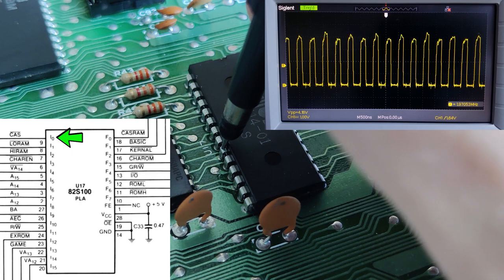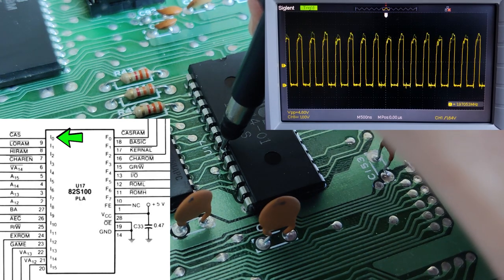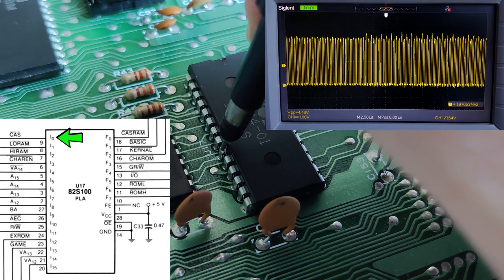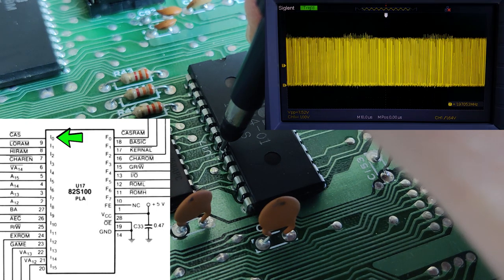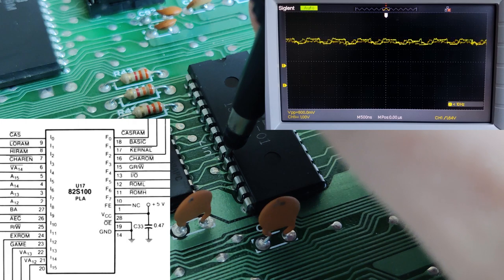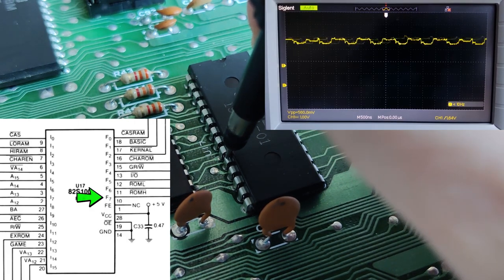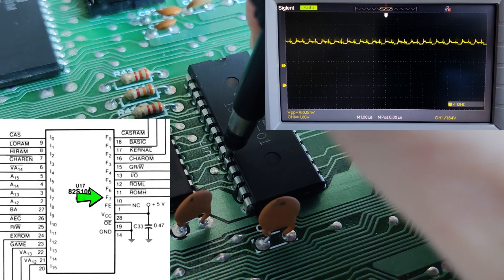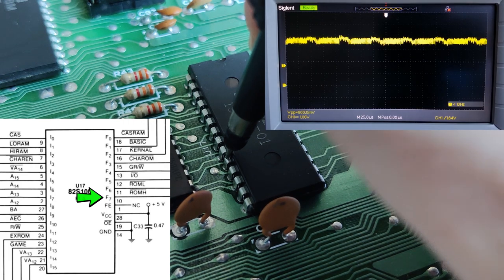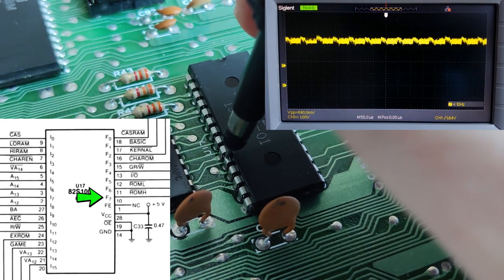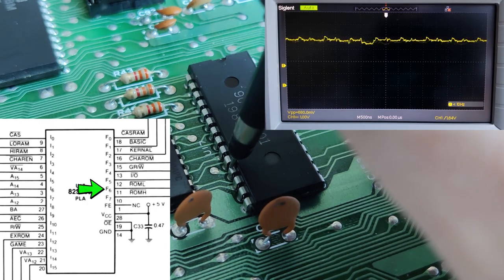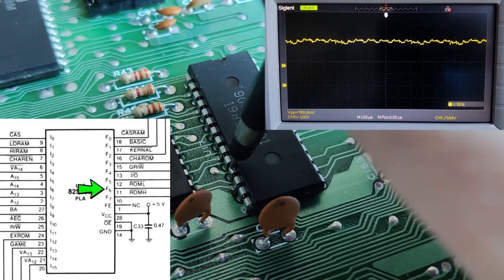Pin 9 is IO0 and is connected to CAS. CAS stands for Column Address Selection. Pin 10 is output 7 and is connected to ROM high. This pin is directly connected to the cartridge port. Pin 11 is output 6 and is connected to ROM low, which is directly connected to the cartridge port.